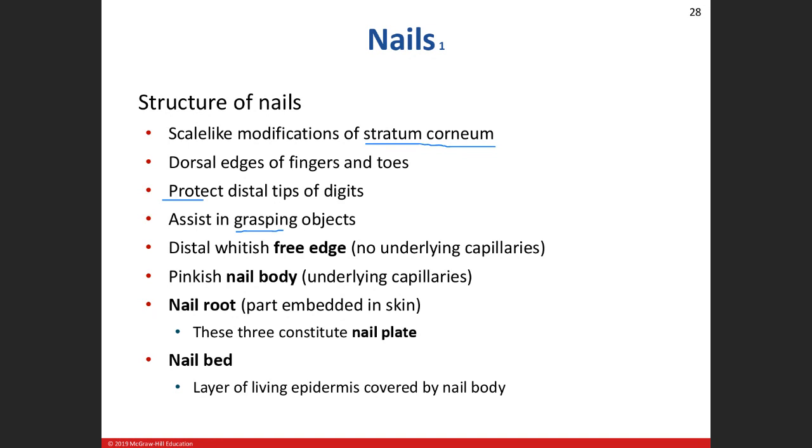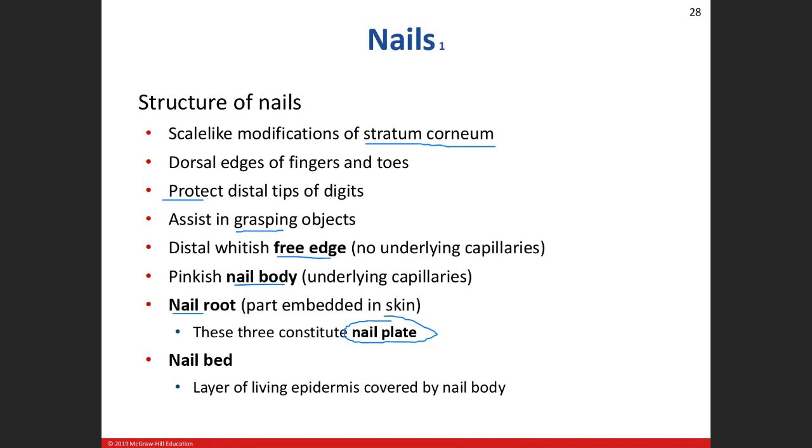All right, so these first three terms here, free edge, nail body, and the nail root, all make up the nail plate. If you were to smash your finger and your nail falls off, that's your nail plate, made up of all three of those. The free edge is the part you cut off. It hangs off the end of your toe or your finger, so there are no capillaries underneath, which is why it looks white.